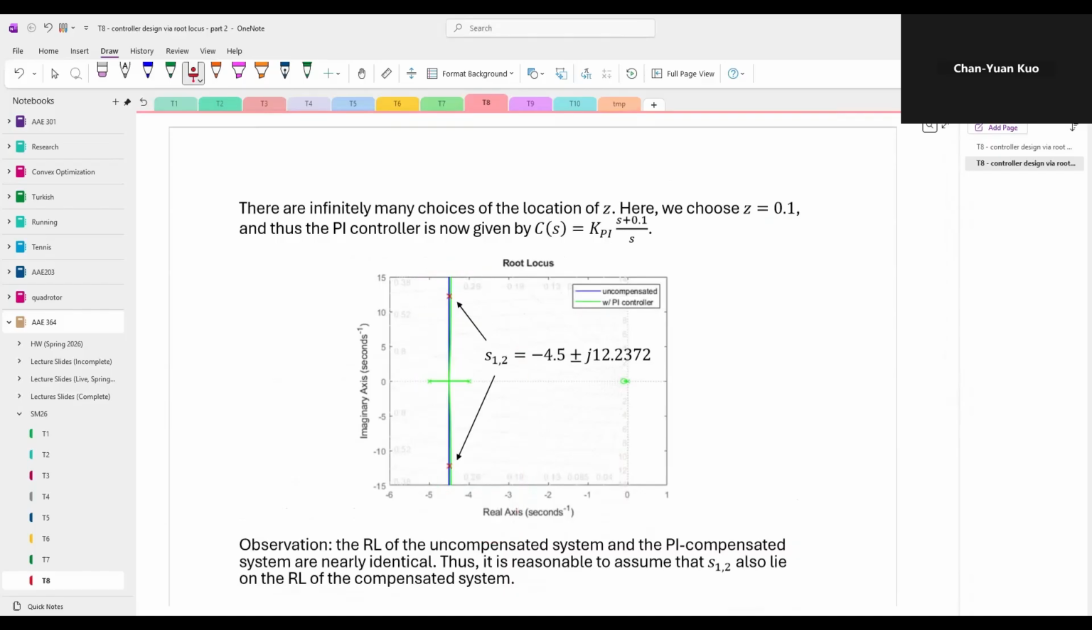Therefore, it is reasonable to assume that the original dominant poles are also on the root locus of the compensated system. And as we will see in the next slide, this assumption will help us to find the remaining unknown, which is the gain K.